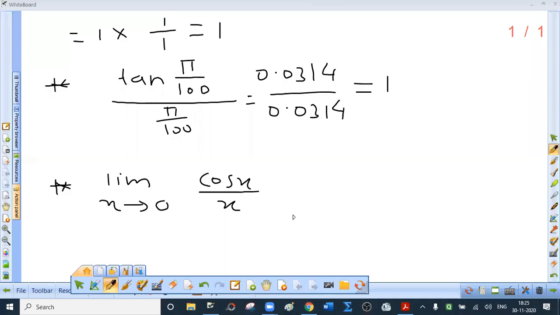Try to find limit x tends to 0 of cos x upon x. See, as x tends to 0, cos x tends to 1 and the denominator tends to 0. So the correct answer is: this limit does not exist. Okay.